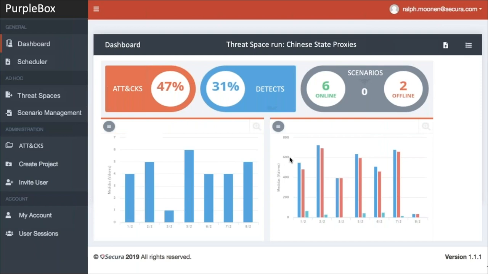So you could envision it a bit like this, where you have a couple of threat spaces. In this case, it would be something to do maybe with Chinese state proxies. We have run 47% of the attacks, of which 30% was detected. And we can then tell exactly how many of these TTPs were detected and map them back immediately to the MITRE ATT&CK framework, which would give you a really good breakdown of the detective capabilities of your SOC SIEM solution. This is a mock-up, not the actual software. It's something I think it could look like in the future.